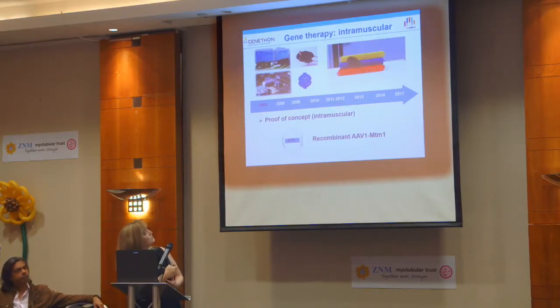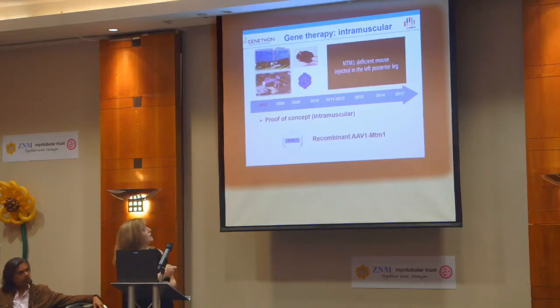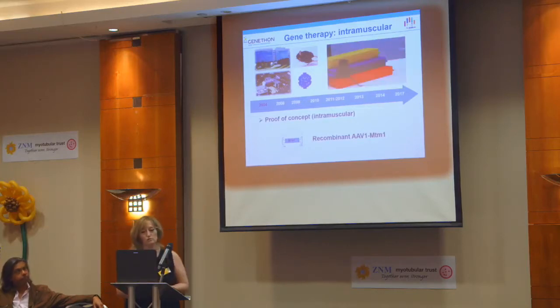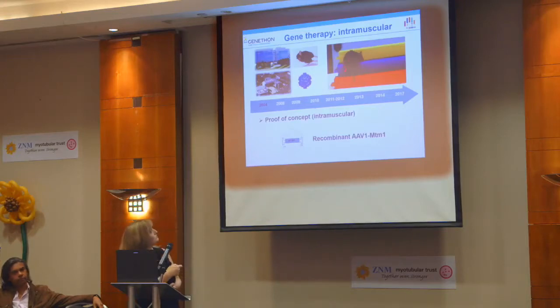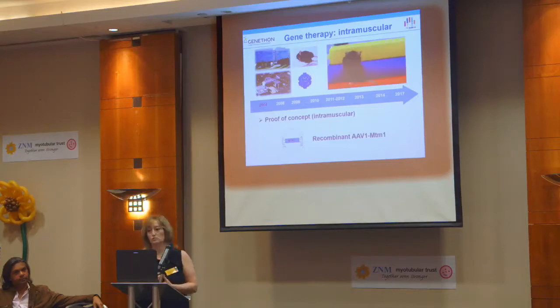Well, the image is a bit small. So you can see here this control mouse is jumping on the rack very quickly. And now you have an MTM1 mouse. It's a bit more difficult for this mouse to jump on these racks, but you will appreciate that this mouse is using the left hind limb to jump, you see? Because this one is stronger than the other one. This was the leg that was treated with the vector.